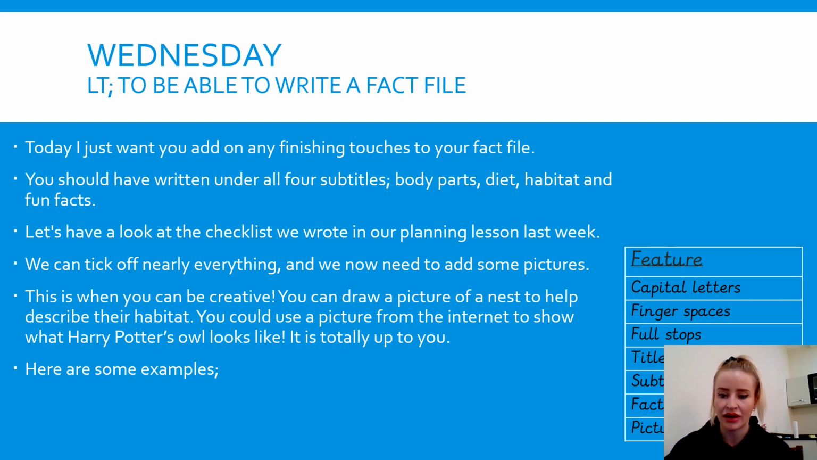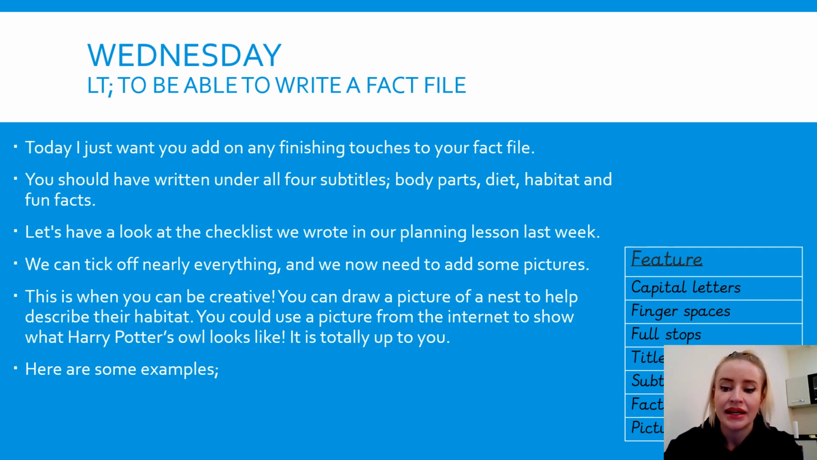So I'm going to take my video away for a second. Our checklist said you need to include capital letters, finger spaces, full stops, title, subtitle, factual language, and picture. So everyone has chosen a title. Most people just said owls or all about owls. Everyone has chosen the subtitles because we did that together. Factual language, you know what that means. It just means that things are facts that you have found out. You wouldn't say owls are my favorite animal because it's a fact file, so it needs to have only factual language. And the last thing that we said we would include is pictures.